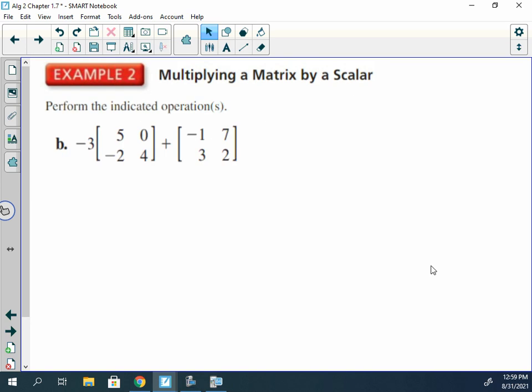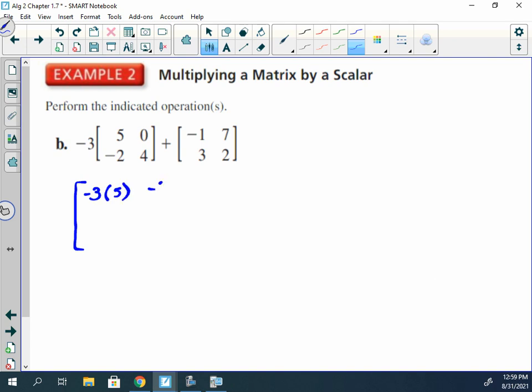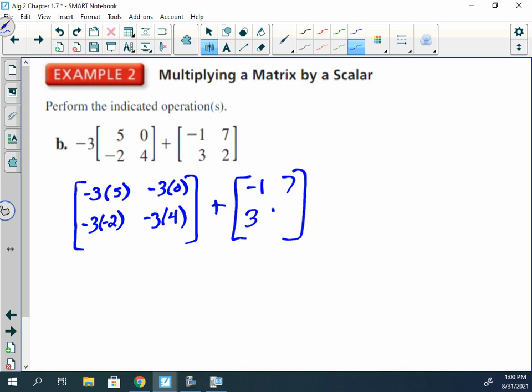So let's look at this one here. Now we could also combine scalars with our addition and subtraction. The first thing I would do is apply any scalars that we have. So here we're going to multiply the first one by negative 3. So we do negative 3 times 5, negative 3 times 0, negative 3 times negative 2, and negative 3 times 4. The scalar only applied to the first matrix, so we don't do anything to the second one.